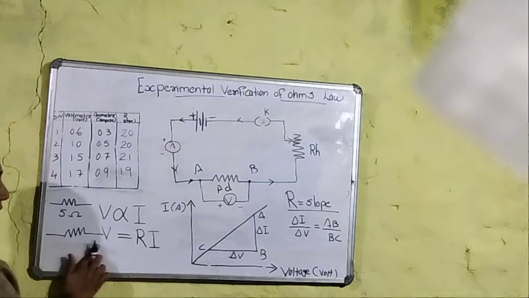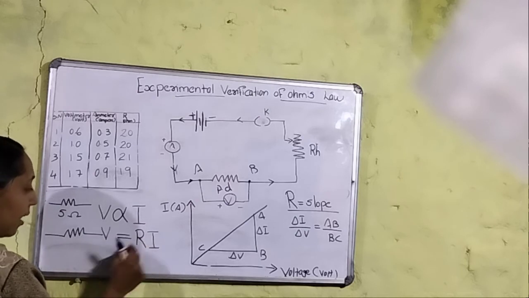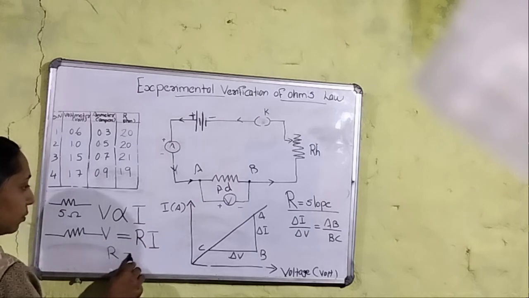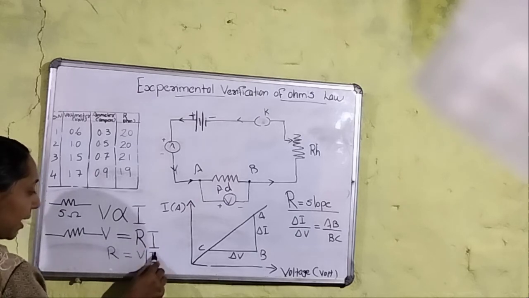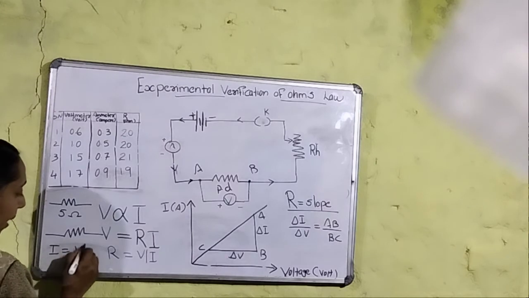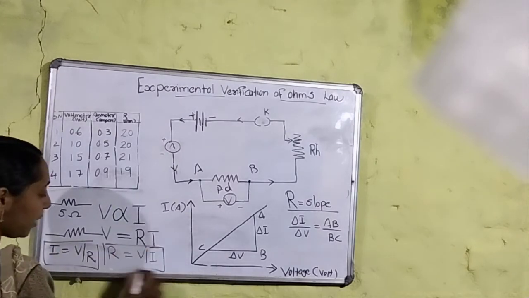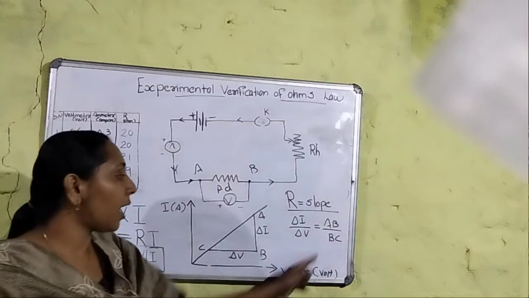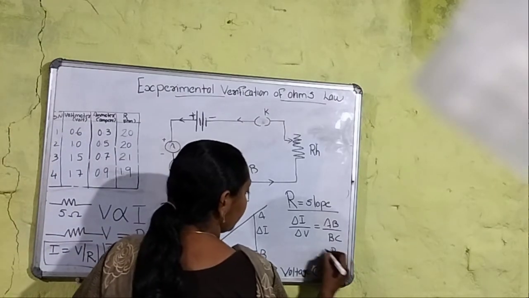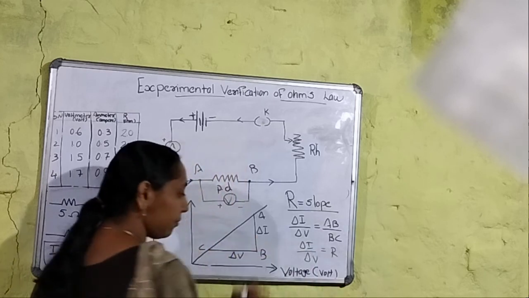From this equation, we write V equal to IR. So R equal to V by I, am I right? And I equal to V by R. In the same way, R equal to V by I, and from this graph, R equal to delta V by delta I.